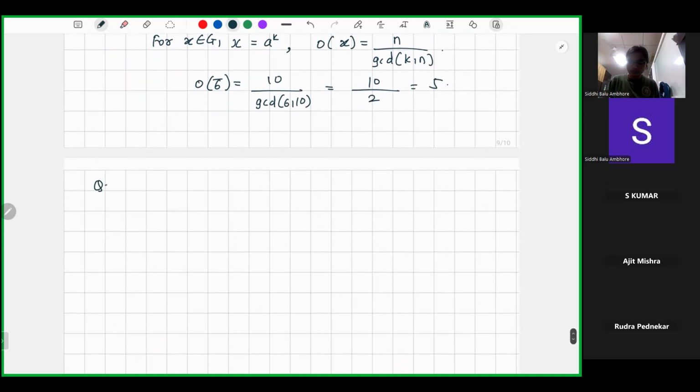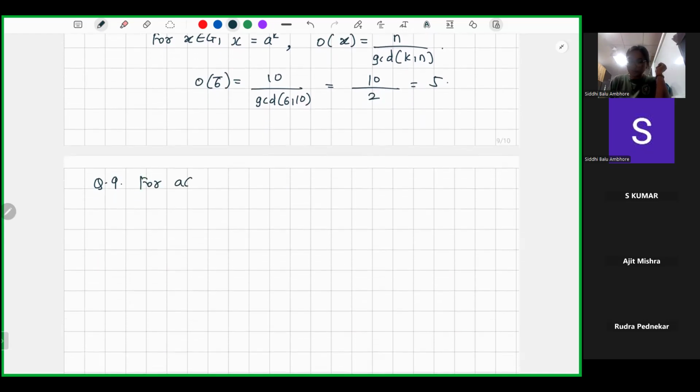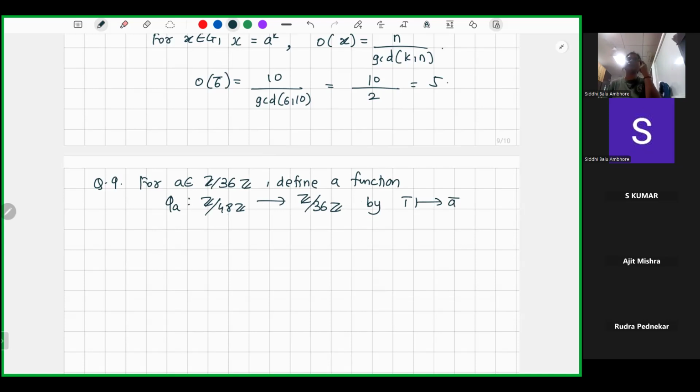And now this question. Question 9. For A belongs to Z mod 36Z, define a function phi of A. Now this function is from Z mod 48Z to Z mod 36Z by 1 bar going to A bar. So this is cyclic group. So 1 bar generates this, and in order to get the information about the entire group homomorphism, it is enough to define the function on the generators of the group, and the property of group homomorphism will give us information about what value the function holds for any given element in that group.